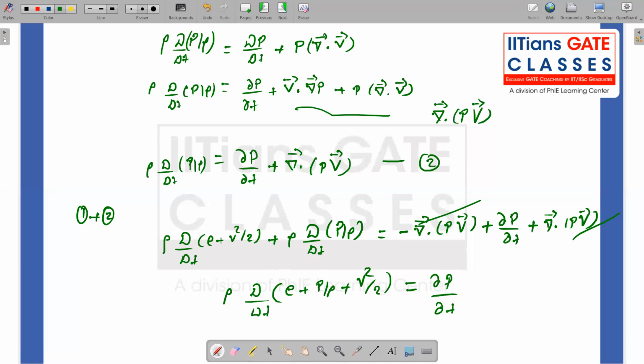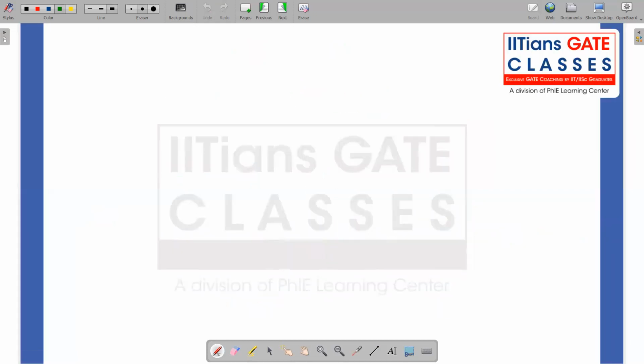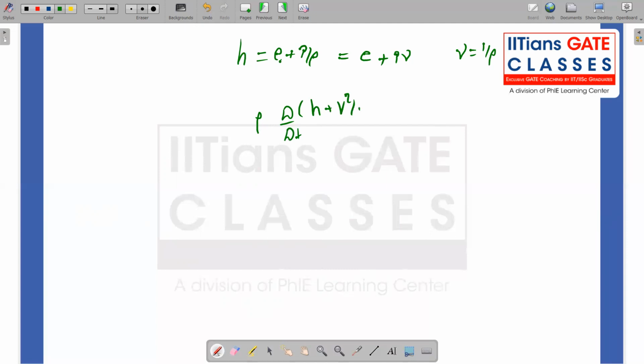We know from our basic understanding of thermodynamics that enthalpy is nothing but H equals E plus PV. V is the specific volume, so it is nothing but 1 by rho. So I can write E plus P by rho as H. So that is nothing but rho times d by dt of (H plus V square by 2) equal to dou P by dou t.